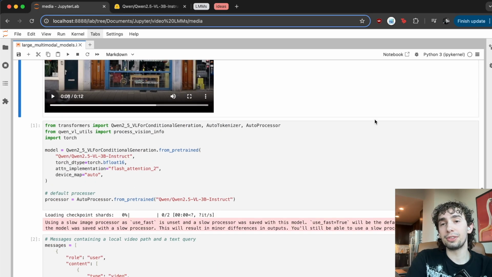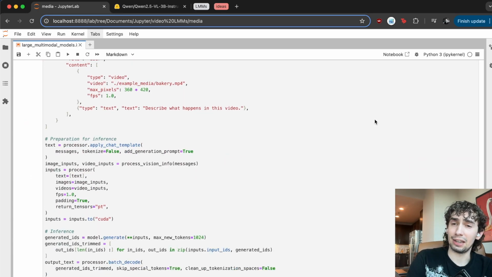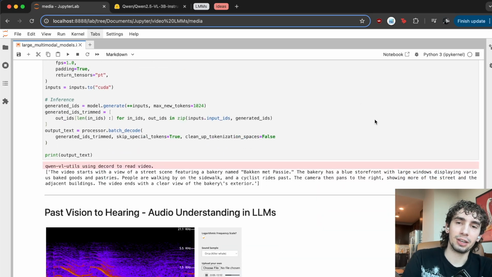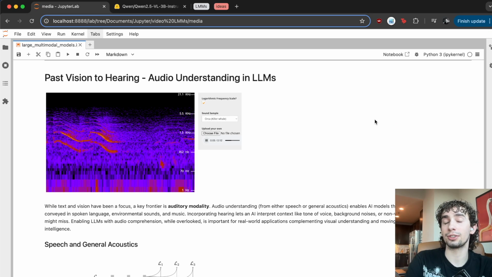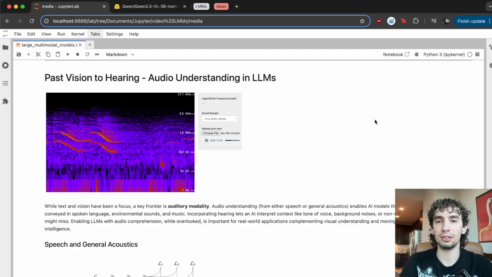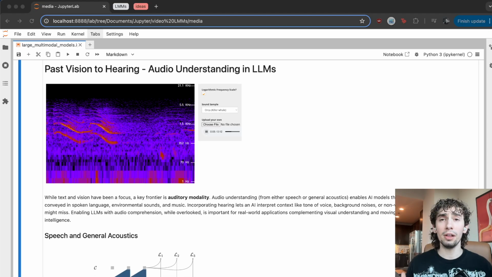So with video and image understanding out of the way, the last thing that we need to touch on then is past vision to a different sense of ours, hearing, or audio understanding in large language models. While different vision-related tasks might be more immediately useful, audio is still a key frontier for understanding and processing.